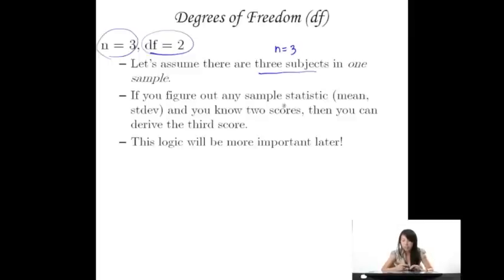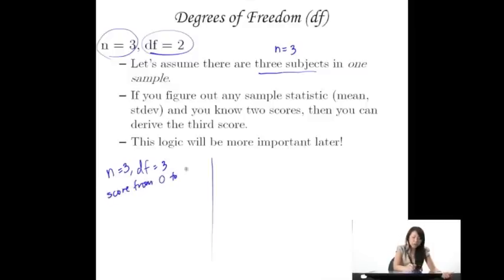So let's put some numbers in here, okay? Let's talk about the case when n equals 3 and degrees of freedom equals 3. So there are 3 subjects, and they could score from 0 to 100. So pick 3 scores. I'm totally free. I could pick 87, 52. My last score, I could pick any score I want. I could pick 52 again. I could pick 100. I could pick 0. Doesn't matter. I could just pick any score I want. And if I erase one of these other scores, I just put in a different score. It doesn't matter. I'm very free to vary.